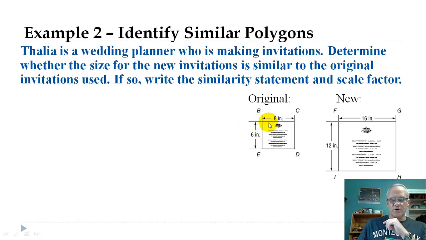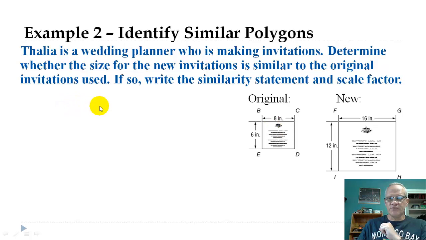All right, so first of all, remember, what do you have to have for similar polygons? First of all, the angles have to be congruent. Well, if you look at both of these invitations, they all have 90-degree angles, or at least we're going to assume that, since that's the way it's normally done with pieces of paper or cardstock. So these are all 90 degrees, so that's good. From that standpoint, all the angles are the same. All we have to do is make sure that the sides are proportional.